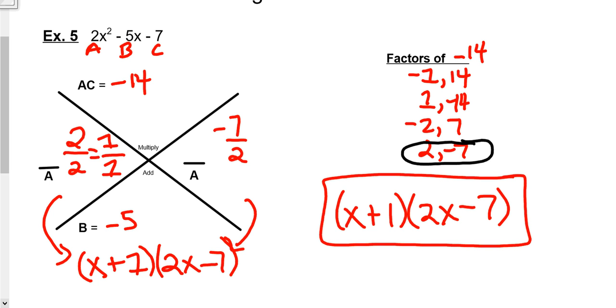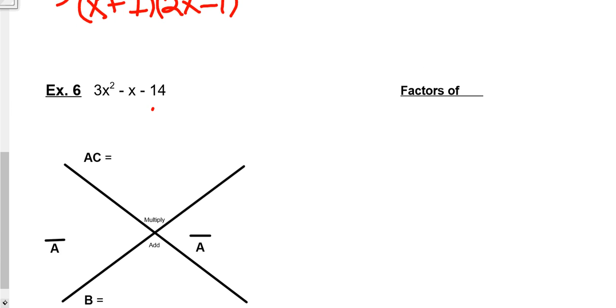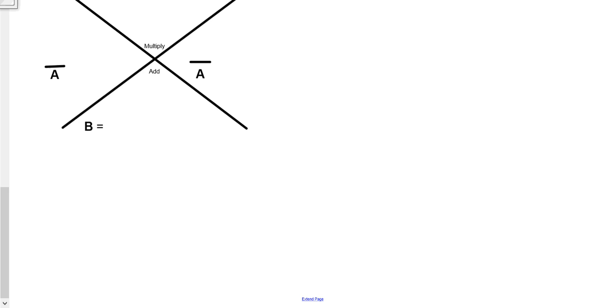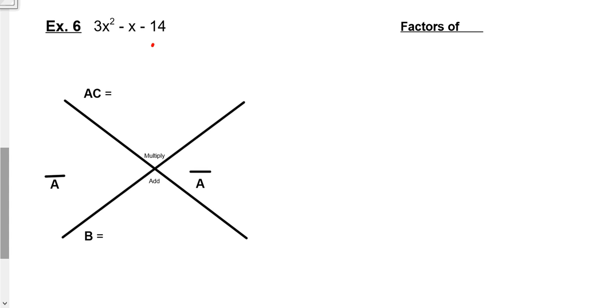Okay. And for example 6, our final example here, we got 3x squared minus x minus 14. So we're still going to identify our A, B, and C. So A here is 3, B. Now you don't see a coefficient in front of the x, but it is there, it's 1. That's our B. And then C is negative 14. So A times C, 3 times a negative 14, is a negative 42. And then our middle term B is a negative 1. So we're always going to find factors of whatever AC is. That's a negative 42.